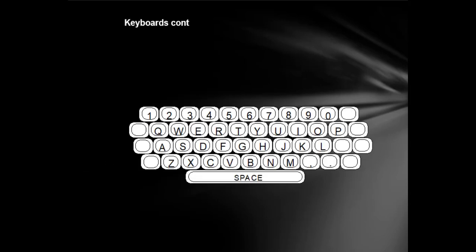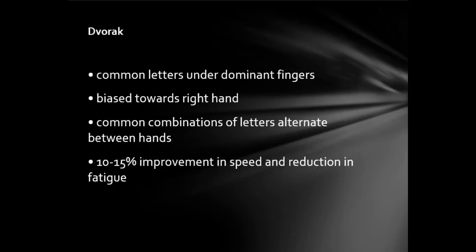This is the layout of the keyboard. Keyboard: common letters under dominant fingers, bias toward right hand. Common combinations of letters alternate between hands. 10 to 15% improvement in speed and reduction in errors.